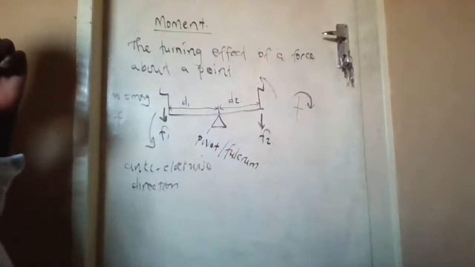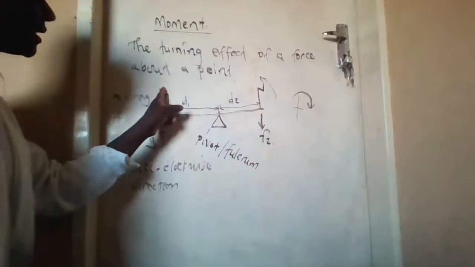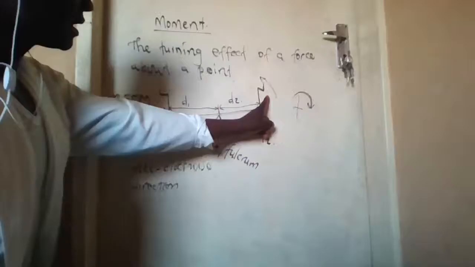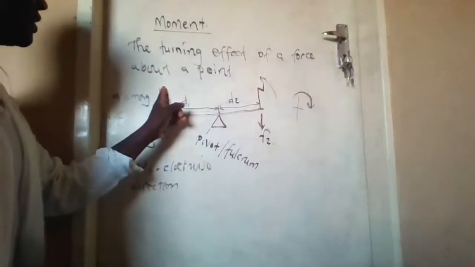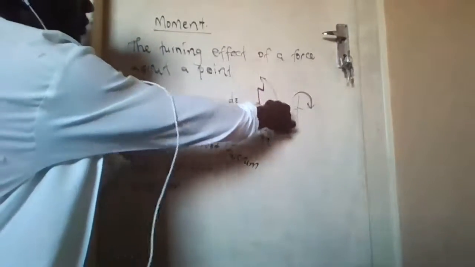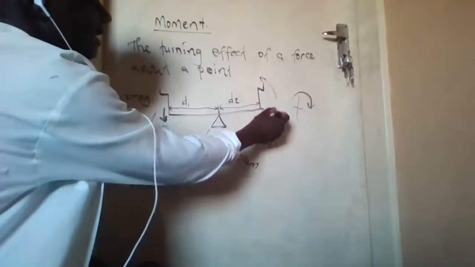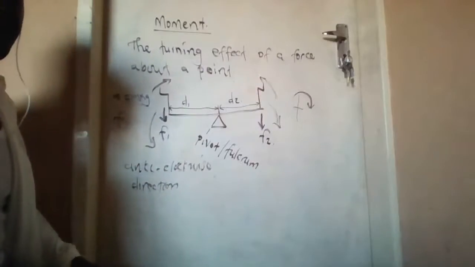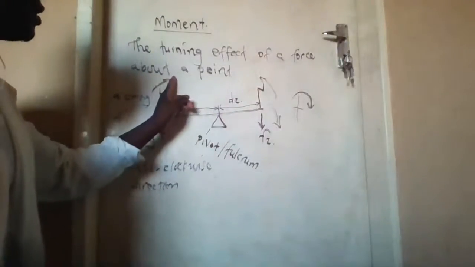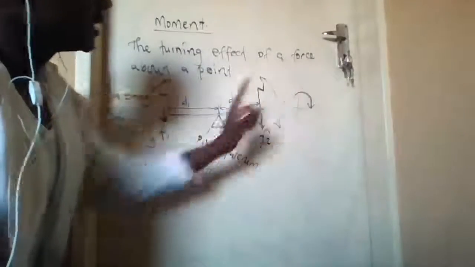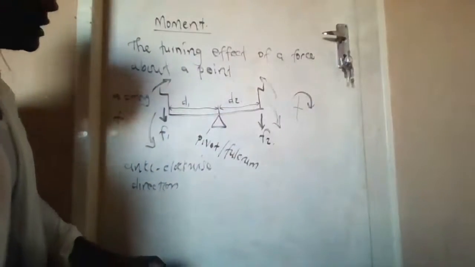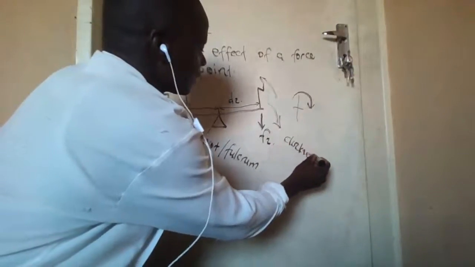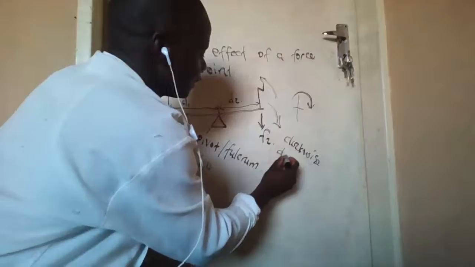But if the person who sat here now sits on this end, and the person who sat here sits on this end, you will find that the seesaw will go in the opposite direction, and this end will go right up. This is the indication of the clockwise direction, which I had explained earlier. So this one is called a clockwise direction.